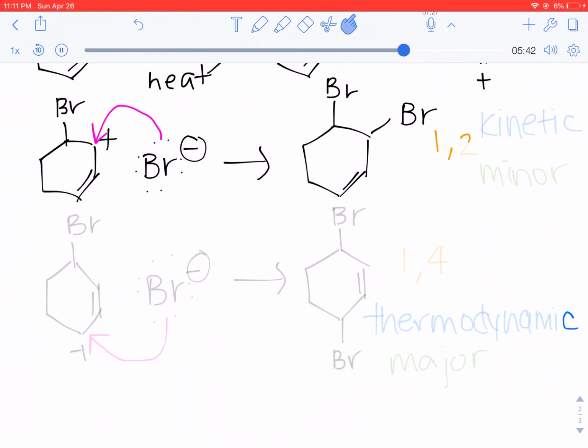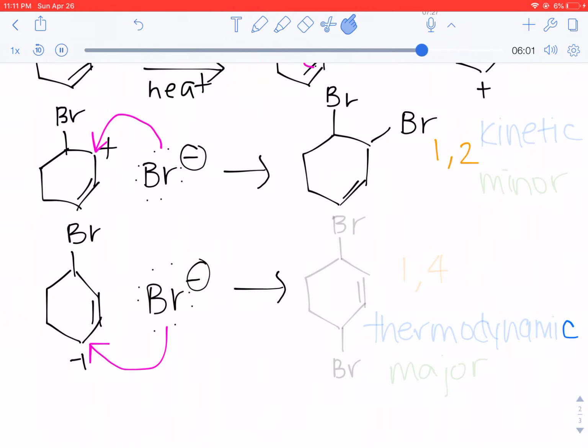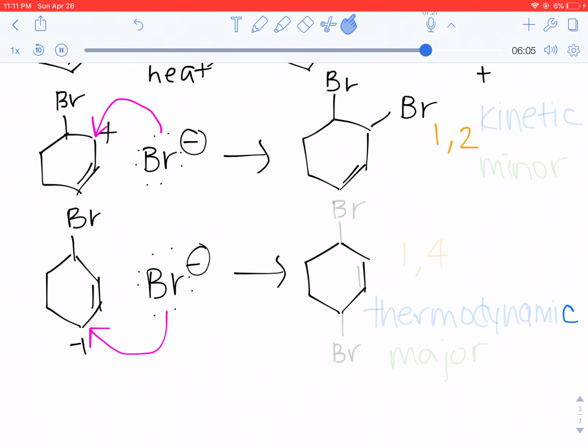This would be the 1,2 product. We can then react the other carbocation with the same bromide ion. And the electrons from the bromine will add to the positively charged carbon to form the 1,4 product, which will look like this.